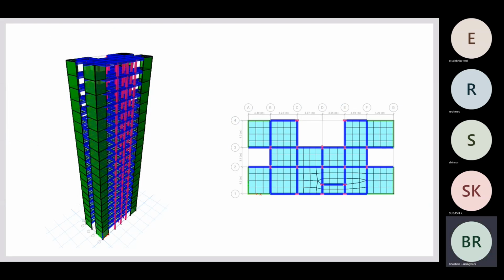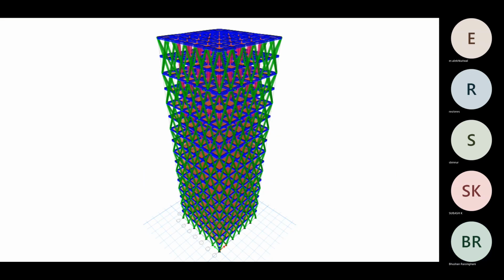Okay, so this is one type of example you can also make for your building. This is quite a high building that was made, and you can try with different types of examples. Again, this is what is happening in this. You can see in this structure, diagonal bracings are provided.